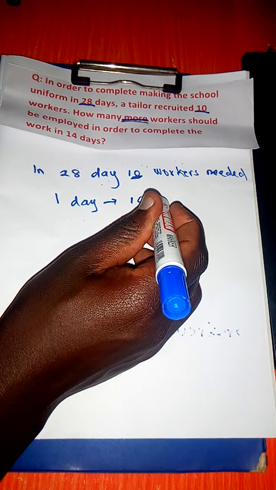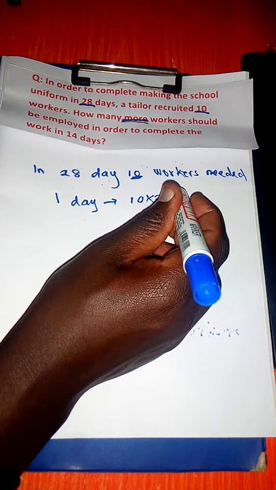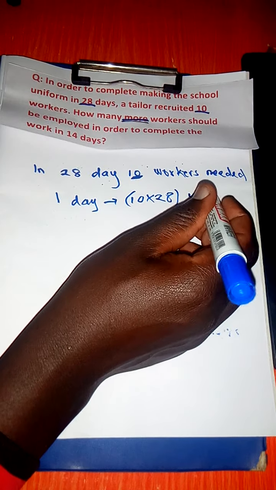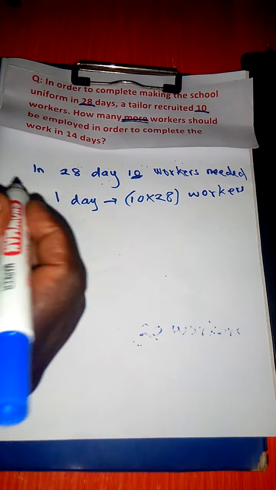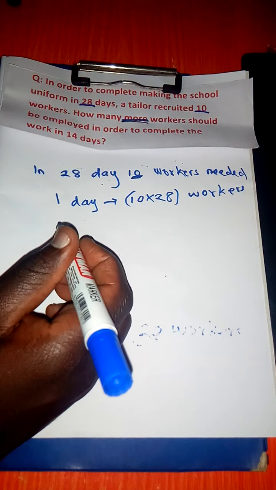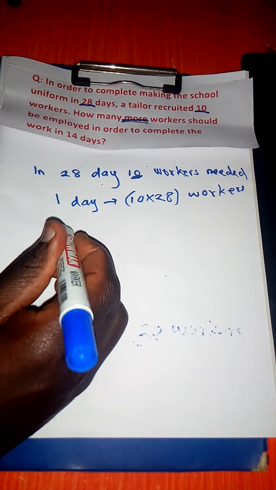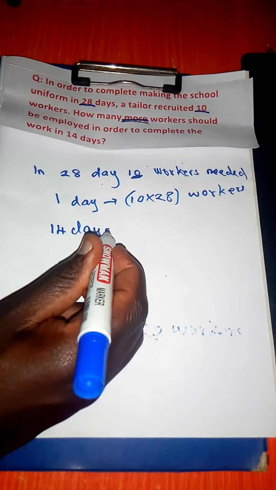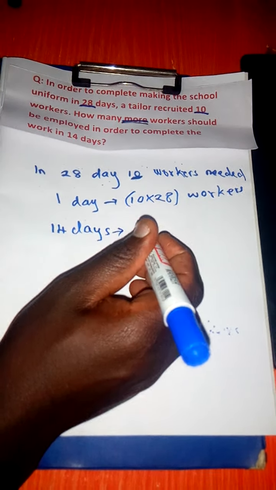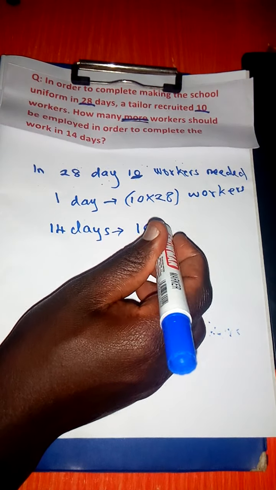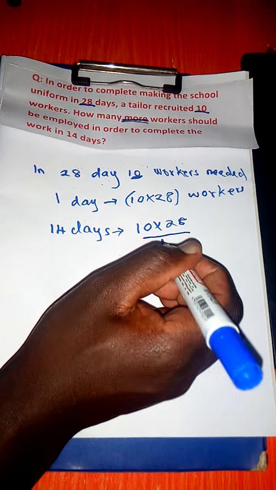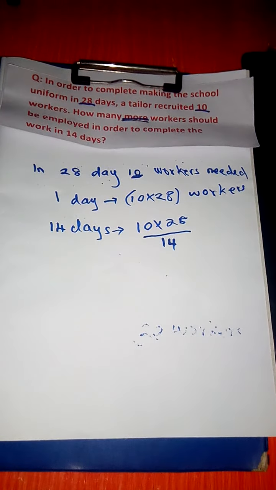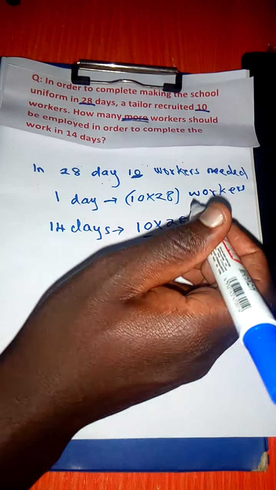10 times 28 workers. This is the number of workers that he will need in one day. 10 times 28. What about 14 days? In 14 days he will need 10 times 28 over 14. You will need 10 times 28 over 14.